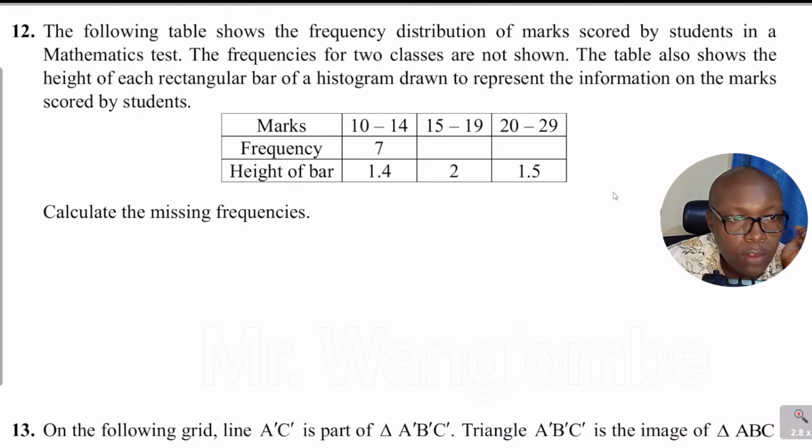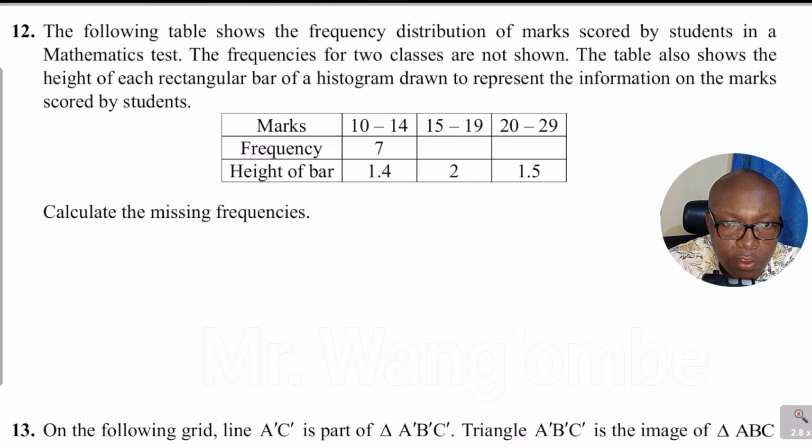Question 12. The following table shows the frequency distribution of marks scored by students in a mathematics test. The frequencies for two classes are not shown. The table also shows the height of each rectangular bar of a histogram drawn to represent the information on the marks scored by students. So the table is there and it has got marks, frequency, then the height of the bar. Calculate the missing frequencies. So you can see where the missing frequencies are in the two classes.